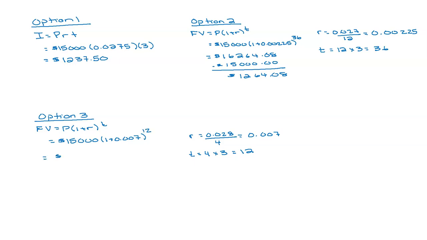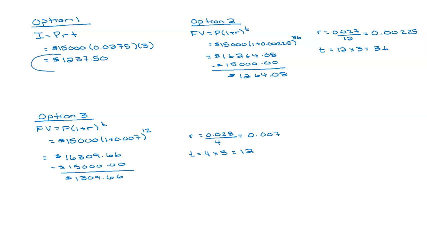And when I put this in the calculator, I get $16,309.66. Now just like option 2, I'm interested in how much interest he paid. So let's subtract 15,000. When we do that, I get $1,309.66. So now which option does he pay the least amount?